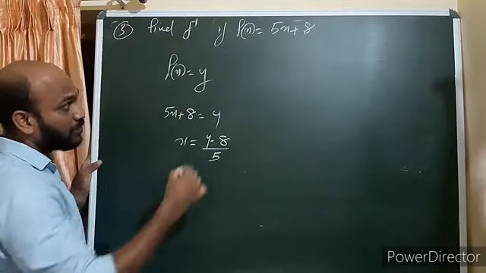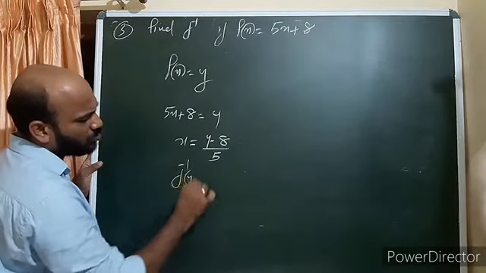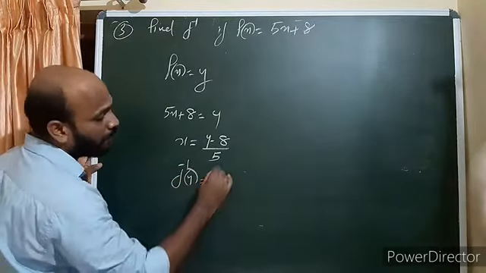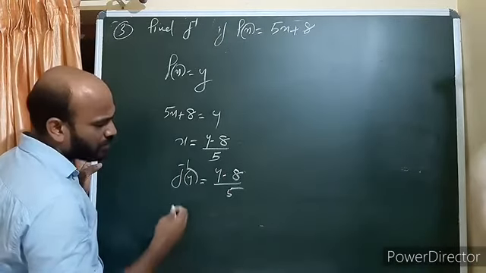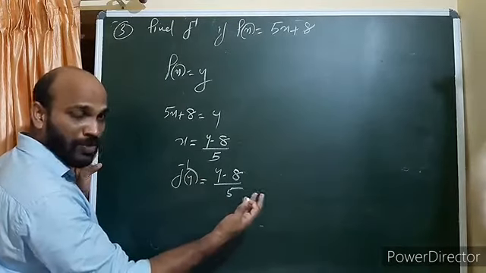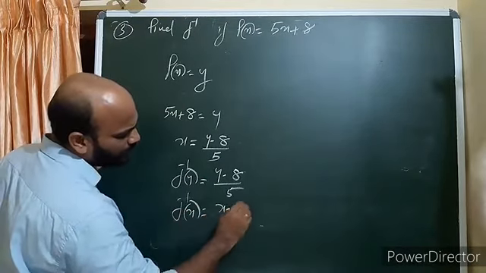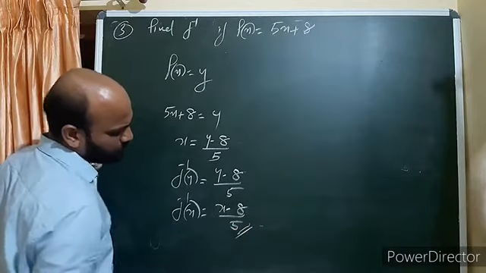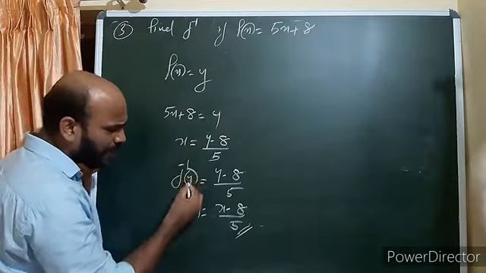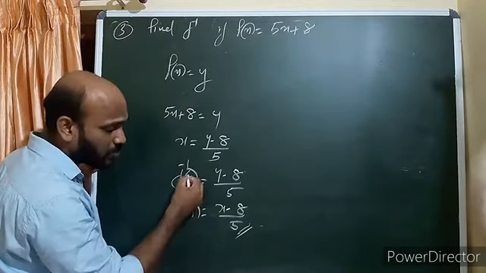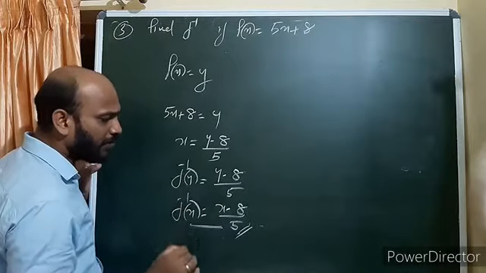So f of x equal to y, then x equal to f inverse of y. F inverse of y will be y minus 8 by 5. Okay. So f inverse of 1, f inverse of 2, any value you can find. F inverse of x will be x minus 8 by 5. This x we need not compare with this value. We can take any variable in place of y, any variable. So f inverse x equal to x minus 8 by 5.